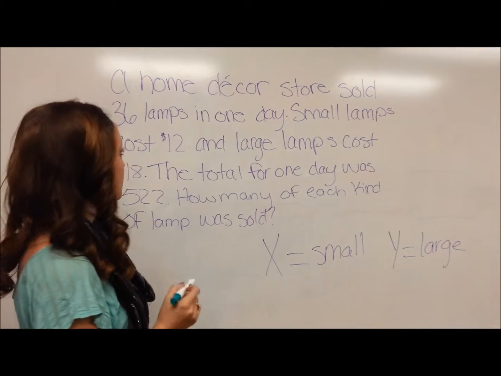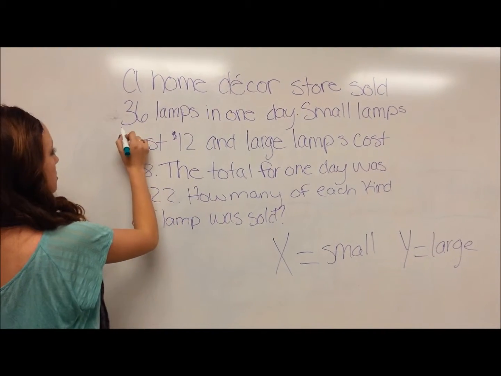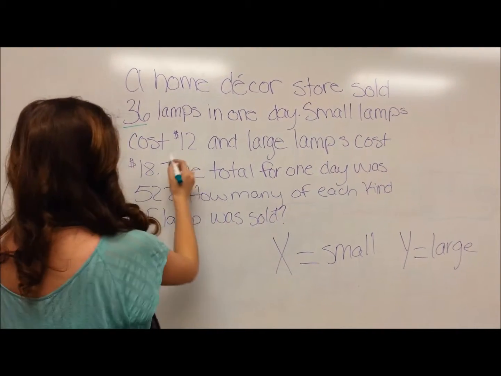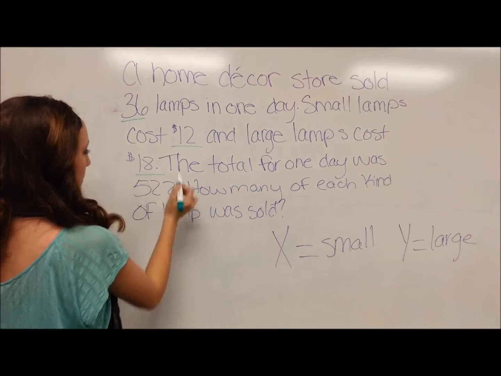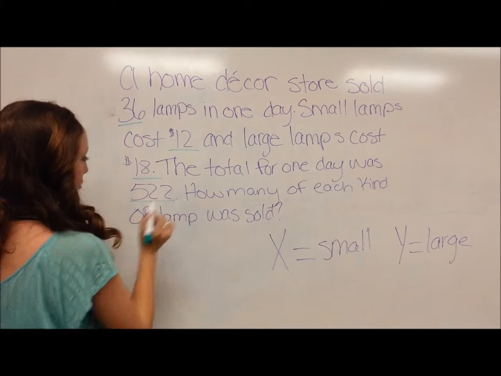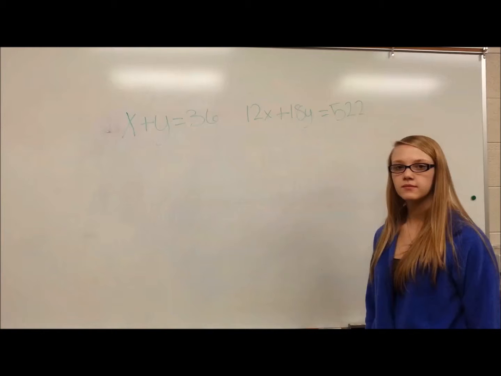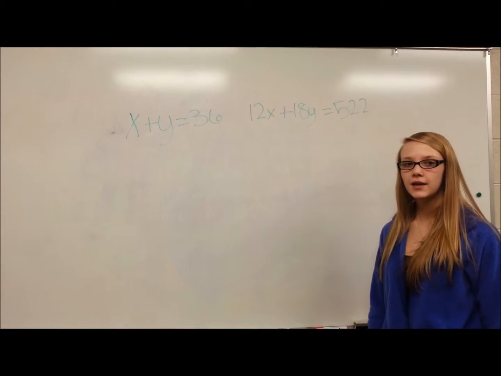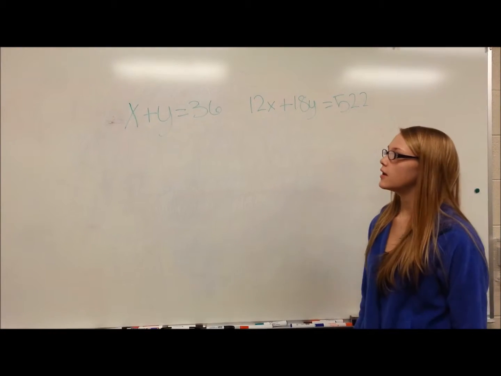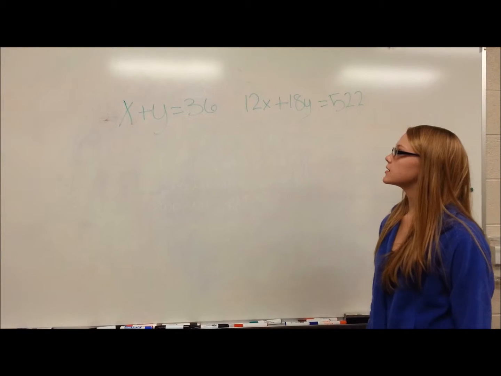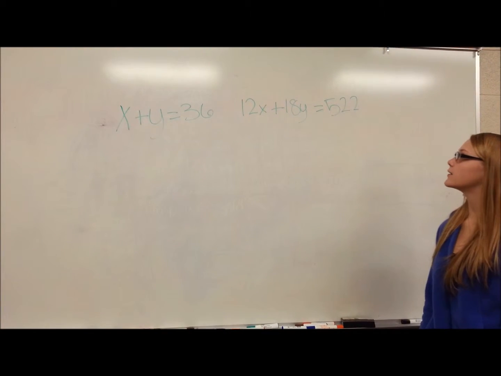First you have to underline the variables to set up the two equations. So there's 36 lamps, $12, $18, and 522. With the numbers you underline in the problem, you get these two equations: x plus y equals 36, and 12x plus 18y equals 522.